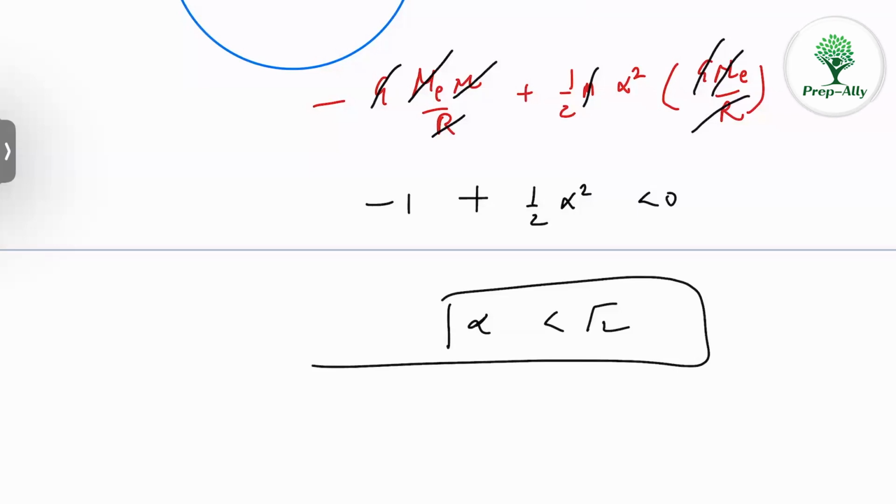Yes, sir. What is the doubt in this question? I didn't think to apply that the total energy should be negative, sir. That's the only differentiating factor between an elliptical and a parabolic and a hyperbolic orbit, na? Yes, sir. For a parabolic orbit, what is the mechanical energy? Parabolic, I don't know, sir.